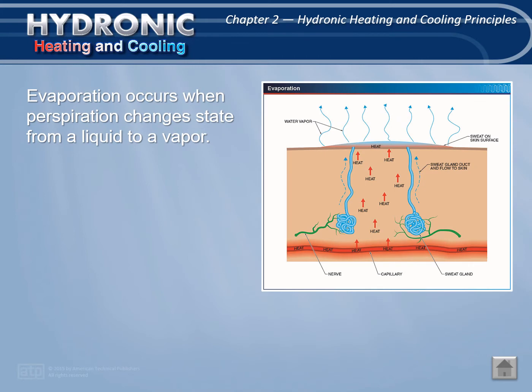Evaporation occurs when perspiration changes state from liquid to a vapor. This evaporative heat loss allows the body to regulate itself to a proper temperature when the other methods of body heat loss are not enough to keep the body cool. The rate at which the evaporation and removal of body heat occurs depends on the humidity of the surrounding air and its velocity over the skin surfaces.